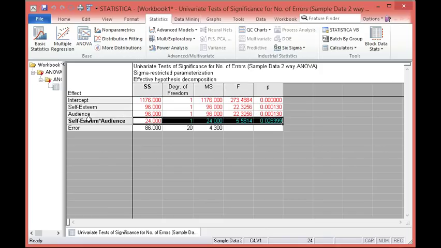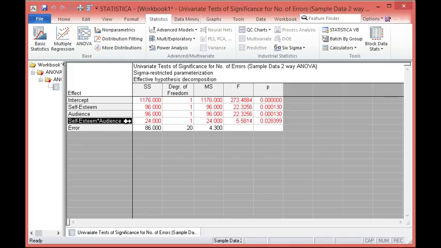And lastly, this self-esteem times audience refers to the interaction between self-esteem and audience, and likewise the result is significant. It's less than 0.05, and if audience is our moderator, then this is suggesting that the impact of self-esteem on the number of errors depends on whether there is an audience or there is no audience.